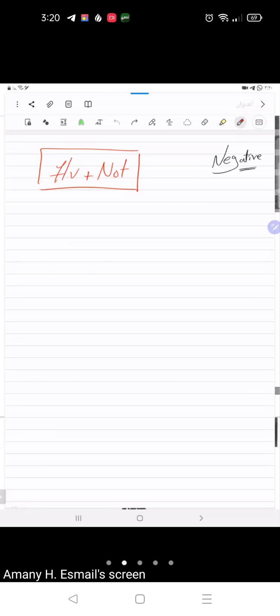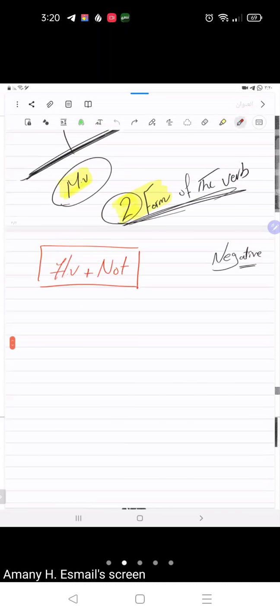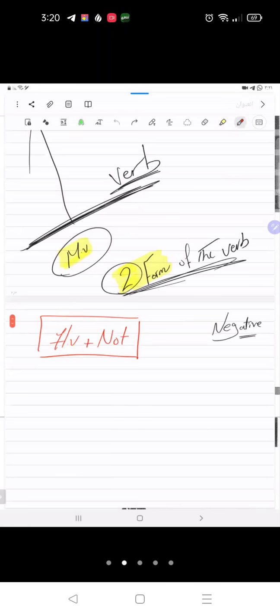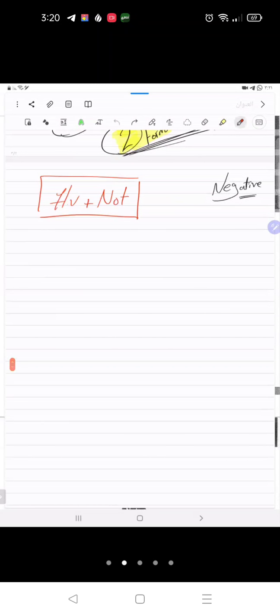Maybe one of you asks me, Miss, you just told us that this is simple, so we must have one verb. And you also told us that it must be a main verb. So, how could we have a helping verb now? Let me tell you something. The helping verb which is used in the past simple, this is do or does or did. This is which one?